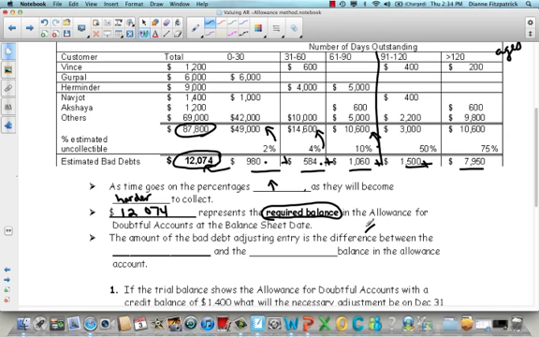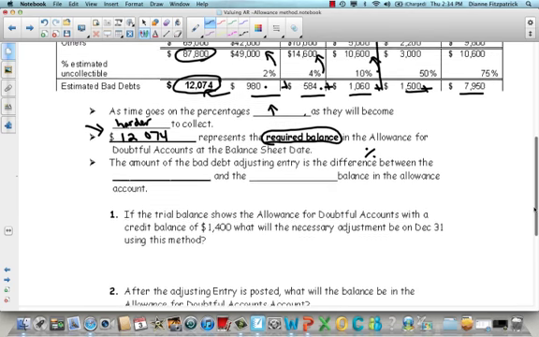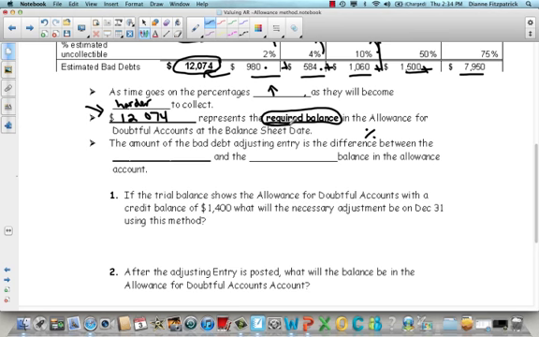Remember, in the percentage of sales method, that number would have been the number we put in our adjustment. But here, when we do the percentage of receivables, the number we're calculating is the required balance in our allowance for doubtful accounts. So the amount of the bad debt adjusting entry is the difference between the required balance and the existing balance. So what's already in there? So let's look at the questions now.